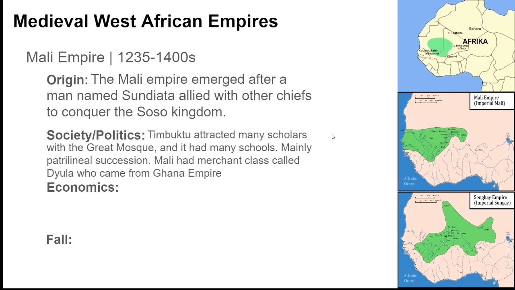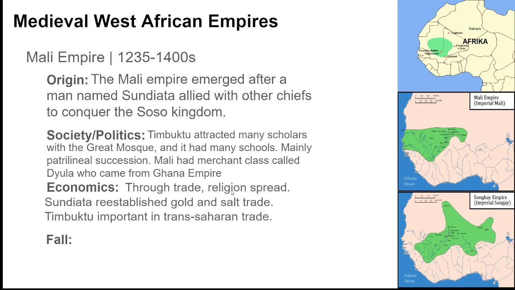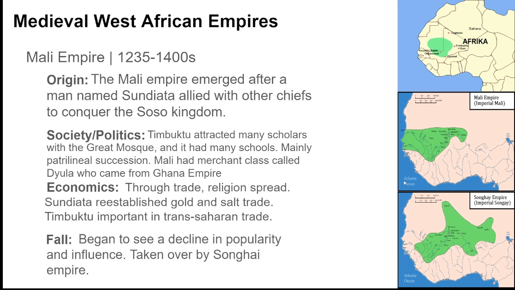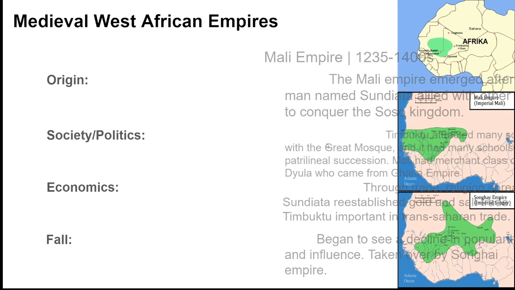Timbuktu attracted many scholars with the Great Mosque, and Timbuktu also had many schools where people could learn Islam and also other topics. They had mainly patrilineal succession, and Mali had a merchant class called Dula, who came from the Ghana Empire but just remained in the area. Through trade, religion spread. Sundiata re-established the gold and salt trade that had fallen in Ghana, and Timbuktu became very important in trans-Saharan trade. They began to see a decline in popularity and influence, and they were taken over by the Songhai Empire.